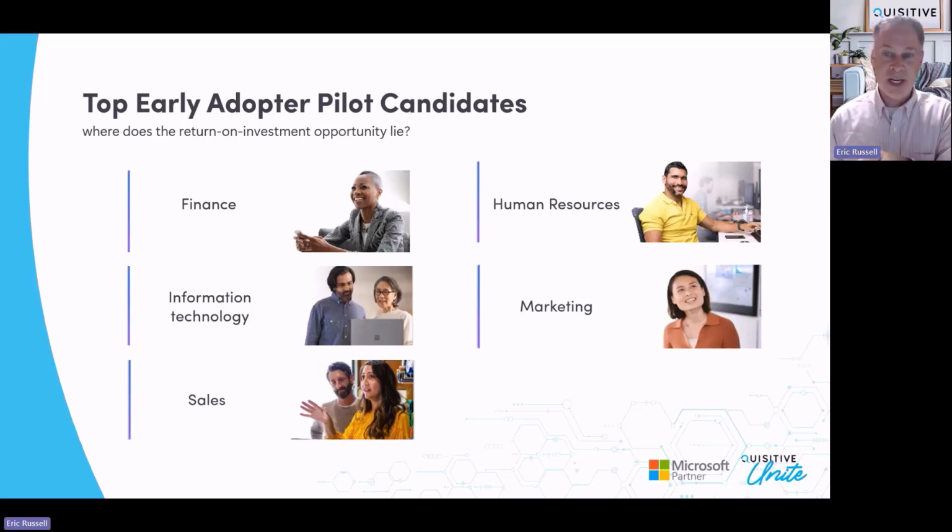Now, the second thing is, within each one of these departments, what are some of the typical use cases that a Copilot license can address? Now, there is an amazing resource that's available to you.